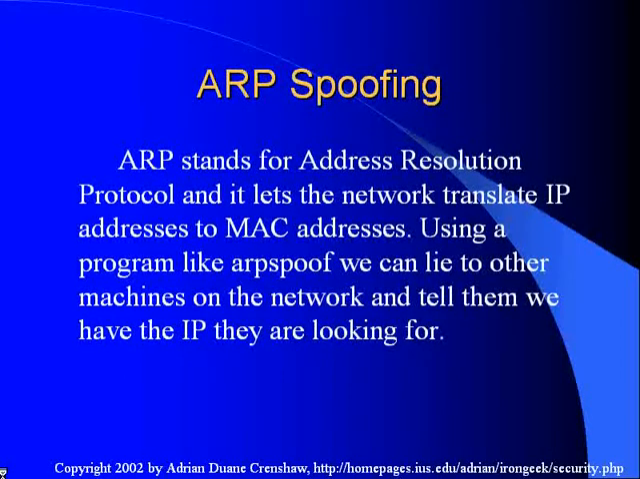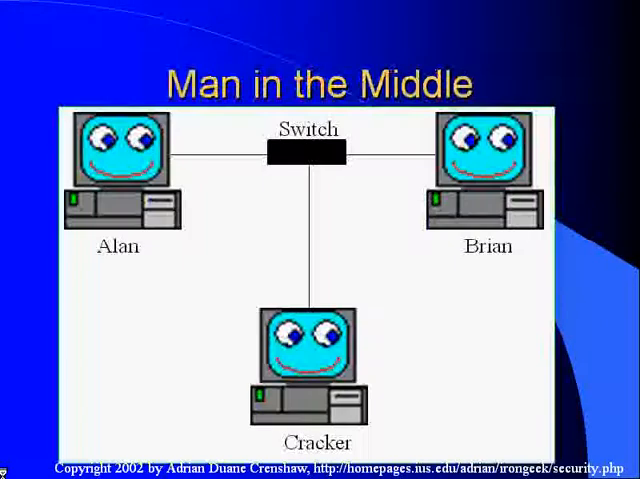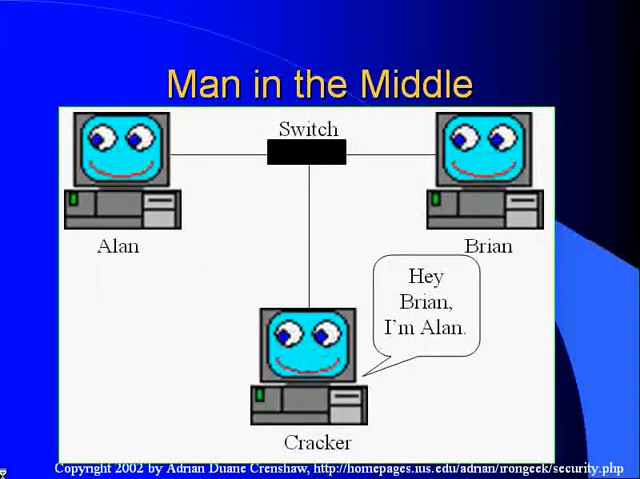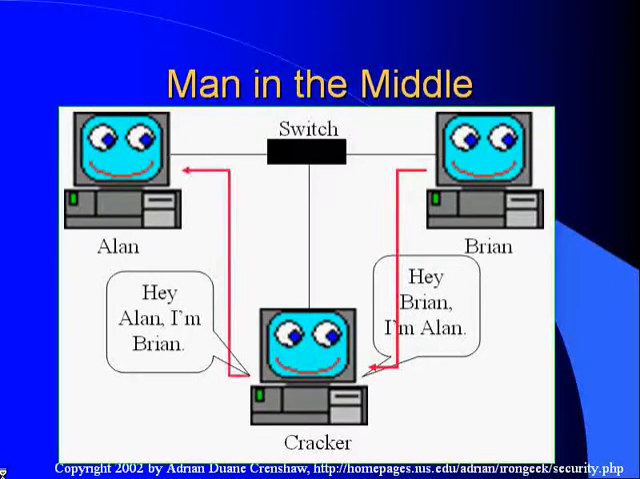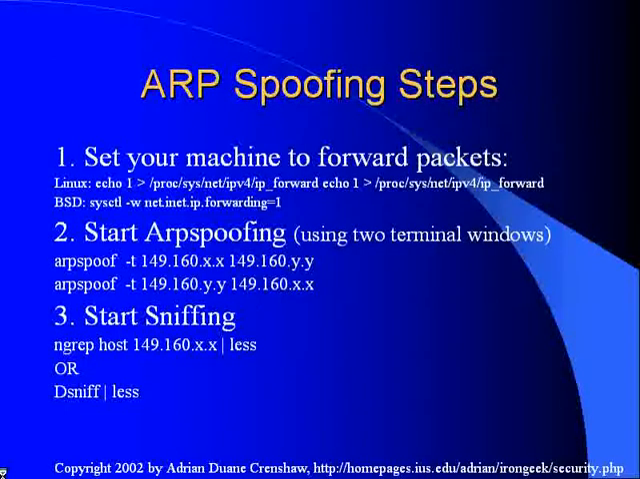ARP stands for Address Resolution Protocol and lets the network translate IP addresses to MAC addresses. Using a program like Arpspoof, we can lie to other machines on the network and tell them we have the IP they are looking for. During a man-in-the-middle attack, the attacker attempts to send fake ARP packets, one telling host A that it's host B, and another telling host B that it's host A. At this point, all packets are forwarded through the cracker's machine.